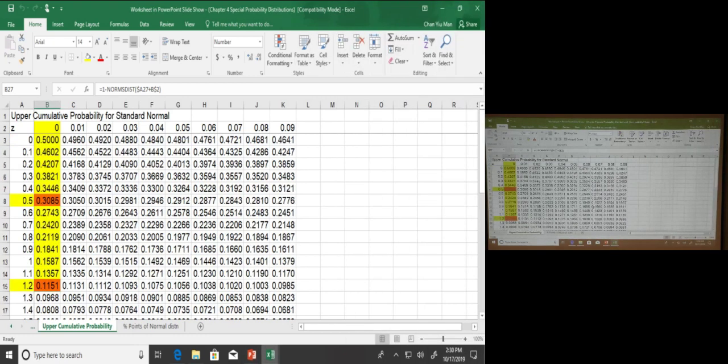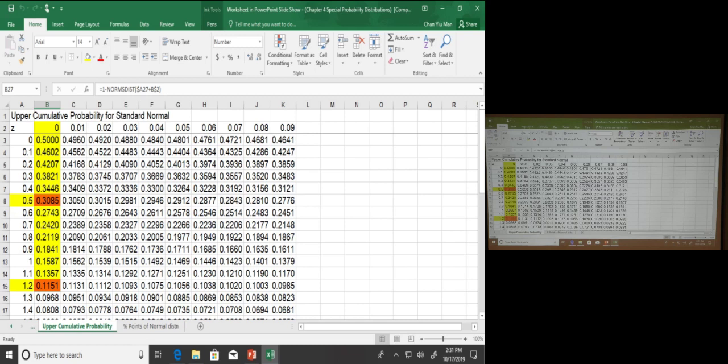Okay, so this part and this part are related to the z value. All right, how to use it? Suppose I want to know the chance that a standard normal is bigger than 1. So this is 1. These columns tell you the second decimal place. So 1 is 1.0, and this is the probability. 0.1587 is the probability of a standard normal greater or equal to 1.